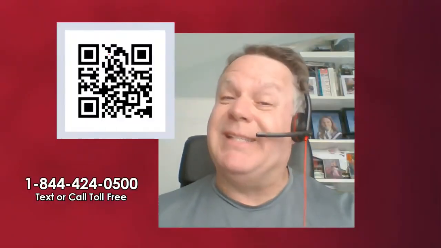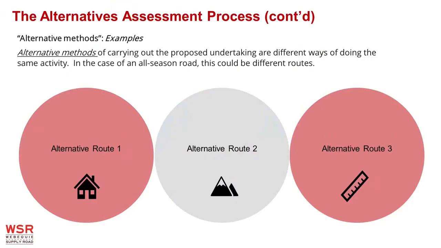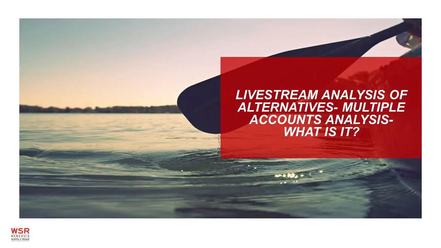Now let's move to talk a little bit about examples of alternative methods. When we talk about alternative methods, again, there are different ways of doing the same activity. So when we're talking about an all-season road, these would be different routes. So in our case, we have three different alternatives: alternative routes one, two, and three. So let's move now to talk about our main topic. And our main topic today is the analysis of alternatives using what's called multiple accounts analysis. We're going to hopefully explain clearly what this actually is.